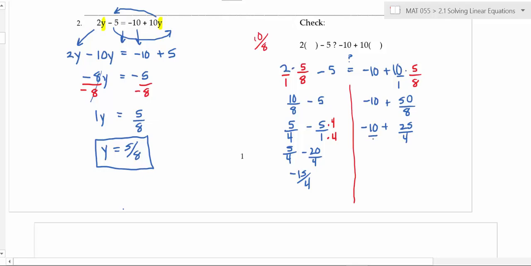So now I can get a common denominator. I'm going to do the same thing I did in the last one. I'm going to multiply that by 4 over 4. That's going to give negative 40 over 4 plus 25 over 4. And if you add that together, you get negative 15 over 4. So that checks and verifies that it's the right answer.